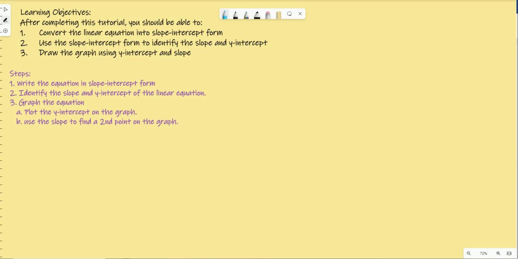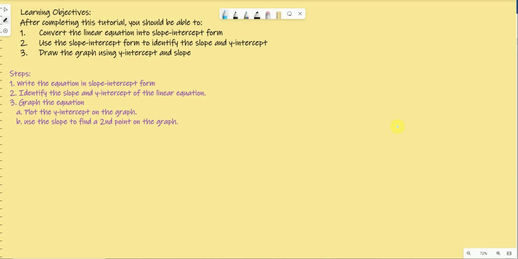The steps which we will be required to follow are: number 1, write the equation in slope-intercept form. Number 2, identify the slope and y-intercept of the linear equation. Number 3, graph the equation. Part A, plot the y-intercept on the graph. Part B, use the slope to find a second point on the graph.